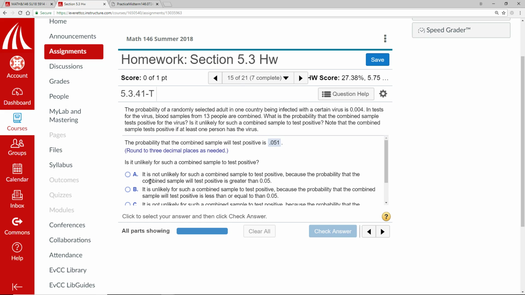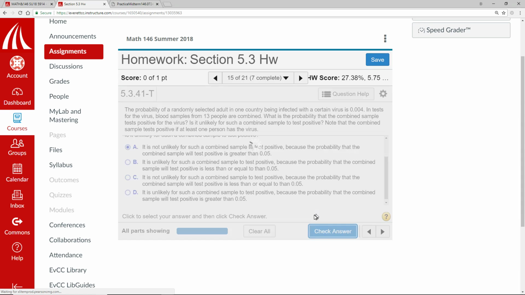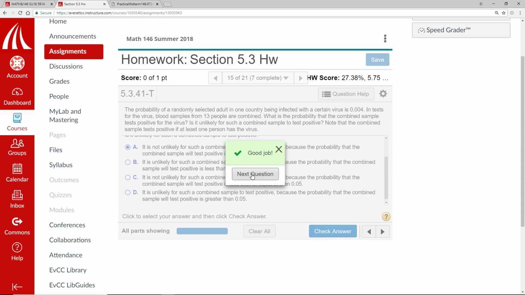Now, is it unlikely for such a combined sample to test positive? I would say it is not unlikely, because the sample test is less than or equal. No, I'll say I like the first choice. It is not unlikely because the probability of the combined sample will test positive. Bam! Let's go. All green, cha-ching.